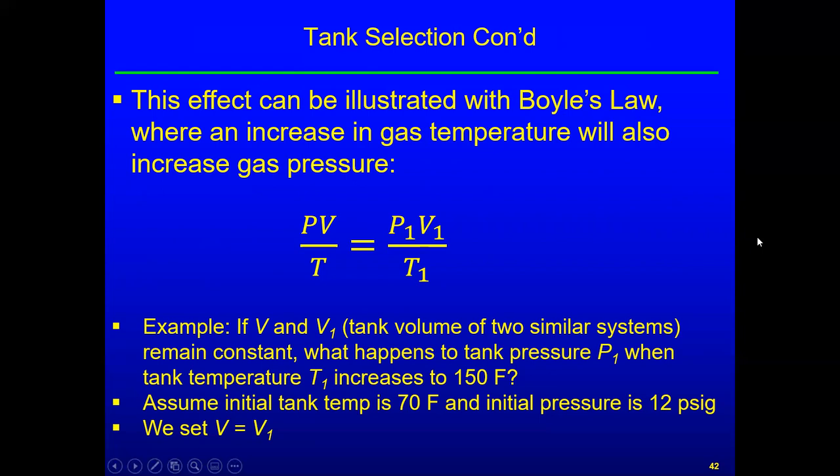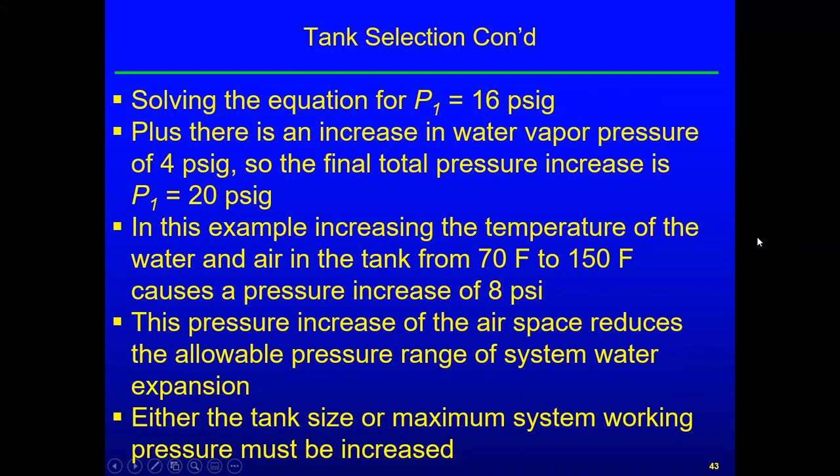And then we're going to say, what happens to tank pressure P1 when tank temperature T1 increases from 70 to 150 and the initial pressure was 12? And so he sets V equal to V1 and that disappears. So it's just P over T is equal to P1 over T1. And don't forget, you have to use absolute pressures and temperatures because this is an ideal gas law thing. And this is for the air in the tank, so we're writing this for the air. And so you solve it and you say that P1 is 16 instead of 12.